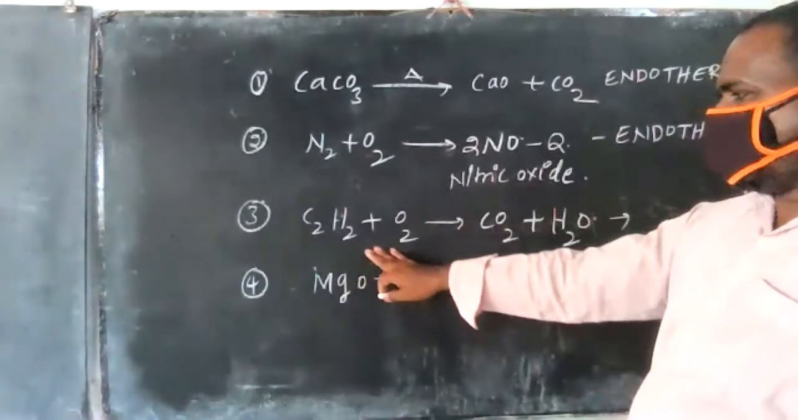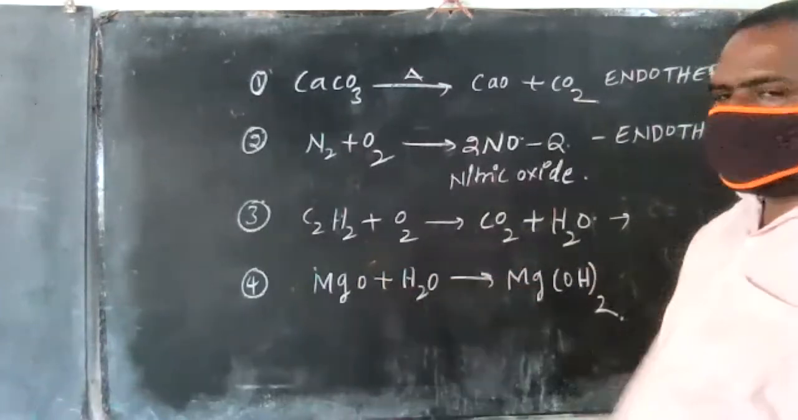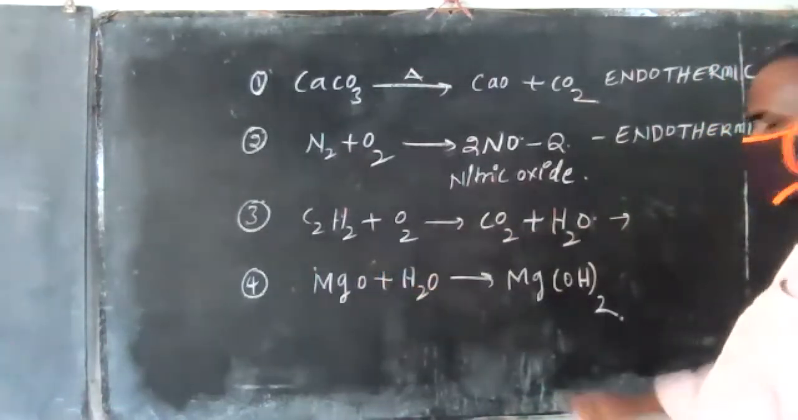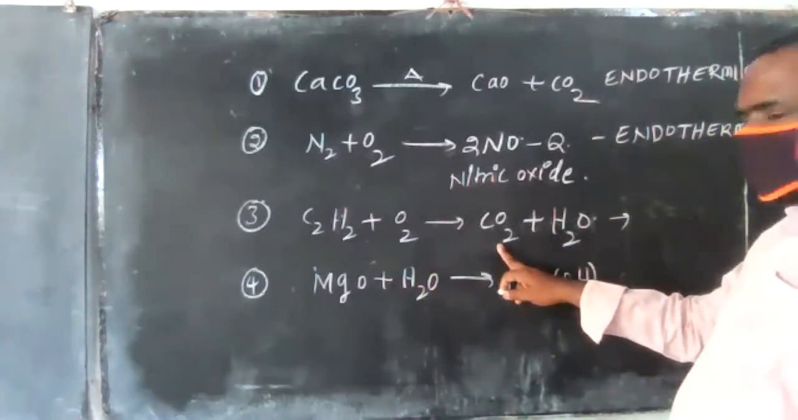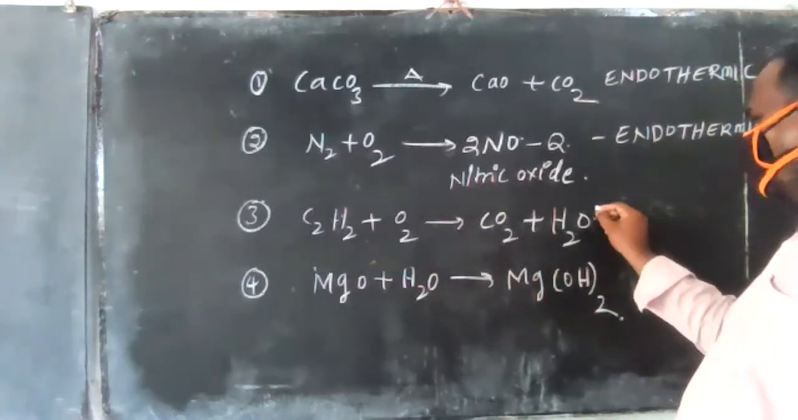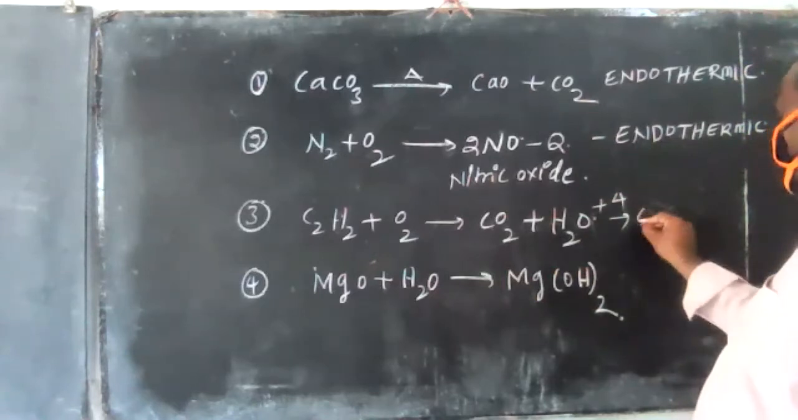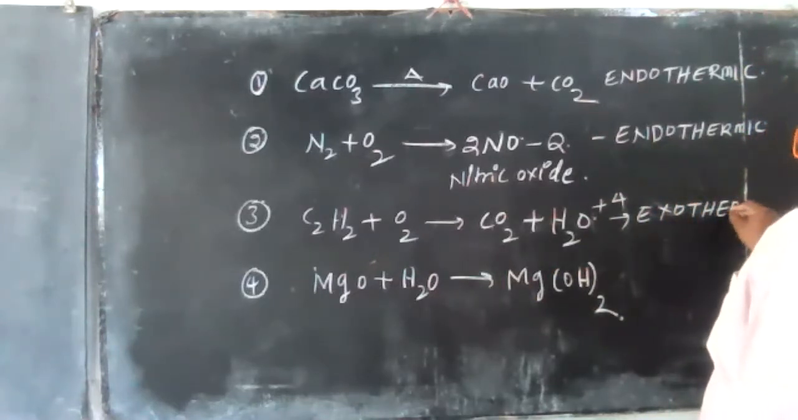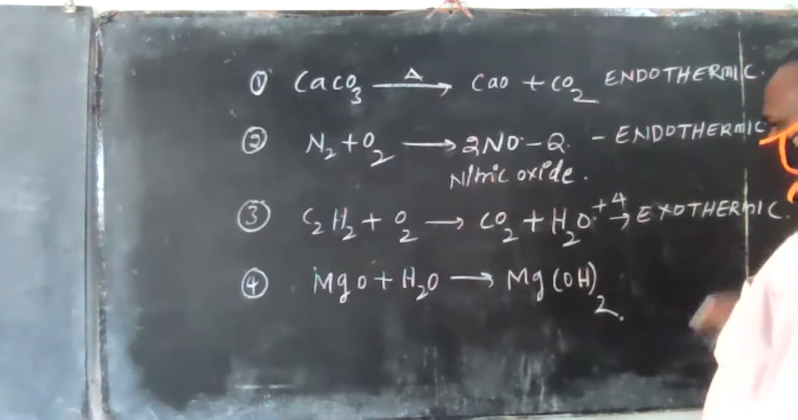Now this is the hydrocarbon combustion reaction. Combustion reaction is one type of oxidation reaction. In this combustion reaction, the products forming are carbon dioxide and water, and heat is also released. So this is an exothermic reaction.